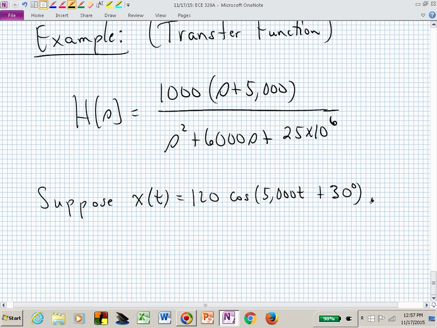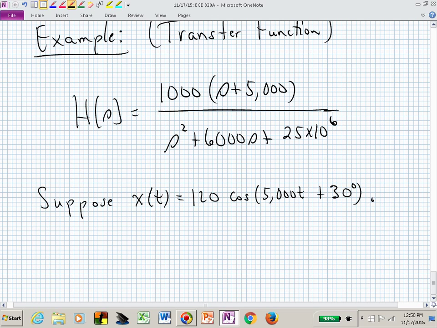Now, what's the first step that you need to do before you go any further? You need to check your poles. And those poles need to be in the left half plane. They have to have negative real parts. And I told you, I think, how to do that if you have a quadratic. You don't even have to factor it. You don't have to do anything. You just have to visually look at that.